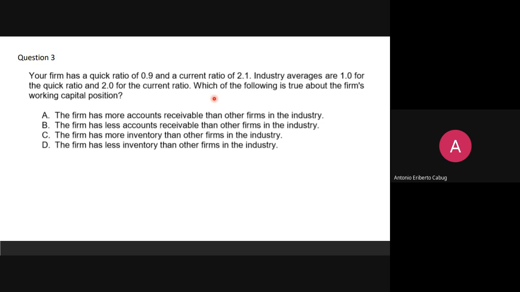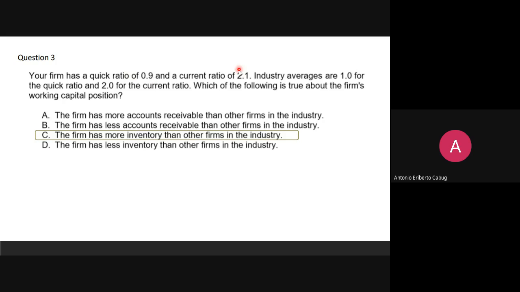Everyone? Okay, lahat naman nandyan? So the correct answer is letter C. The firm has more inventory than other firms in the industry. Letter C yung tamang sagot. Check nyo nga ha. Yung quick ratio 0.9, yung current ratio 2.1. Ano ang meron sa quick ratio na wala sa current ratio? What can you find? Sorry, baliktad. What can you find in current ratio that's not in quick ratio?